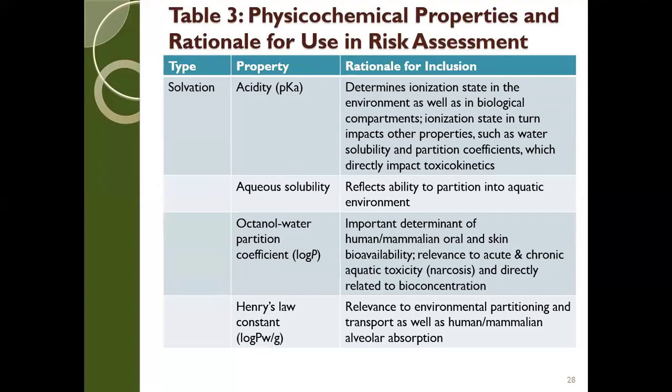Then you have solvation. That one has to do with solubility. It determines ionization state in the environment as well as in biological compartments, ionization state in different parts, such as water solubility, partition coefficient, and so on. So this is a kind of summary on how each of these properties can be related to the kind of effect it could have on the environment, and so on and so forth.